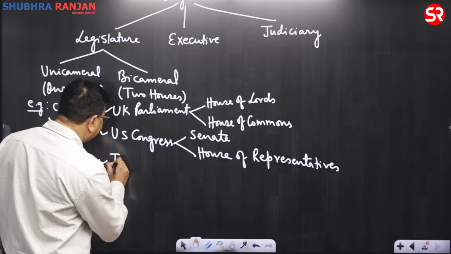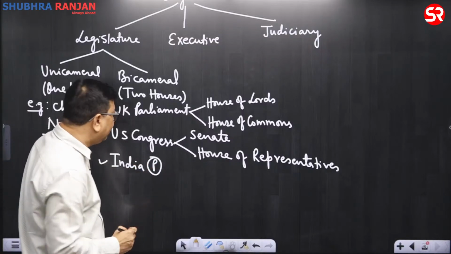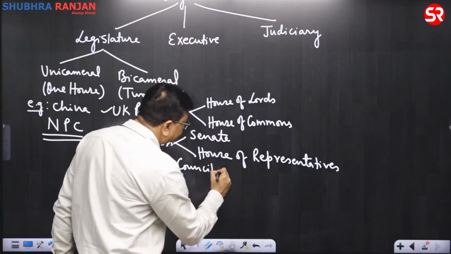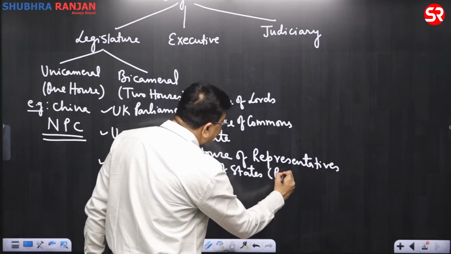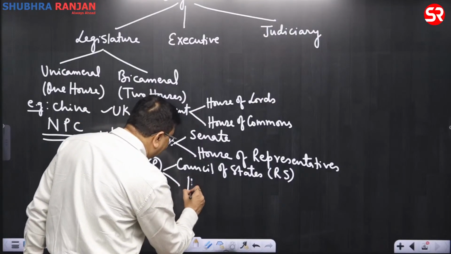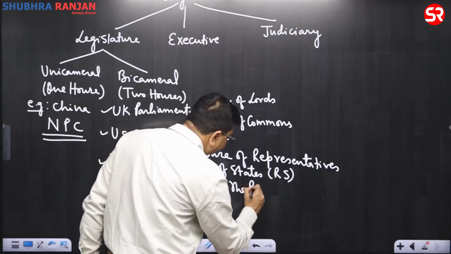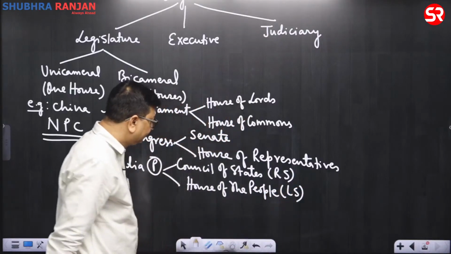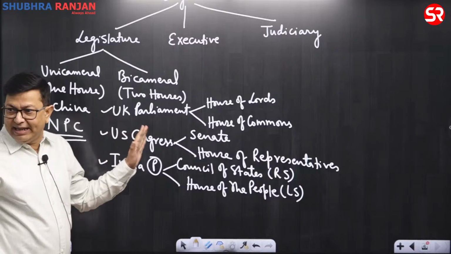If we talk about India, in India we also term it as Parliament. We have got the Council of States. In Hindi it is termed as Rajya Sabha, and we have got the House of the People. It is known as Lok Sabha. So unicameral, bicameral.